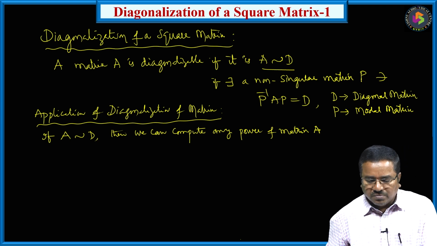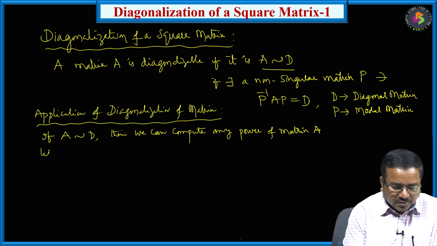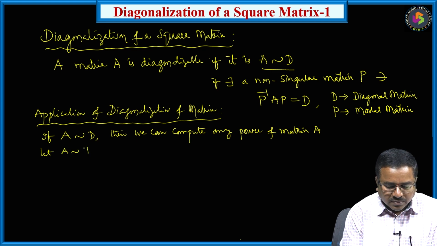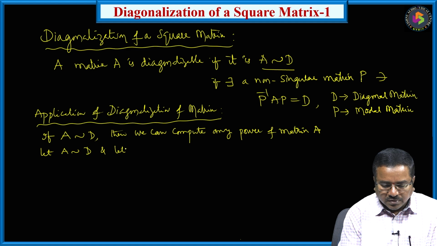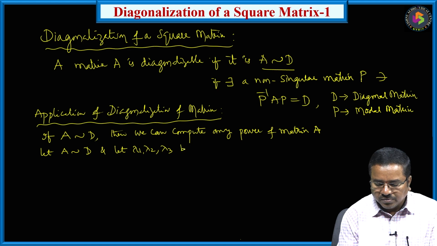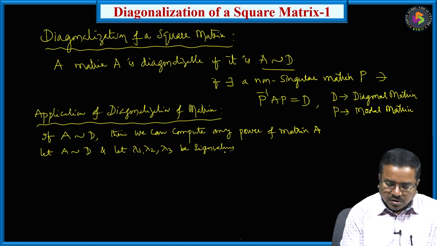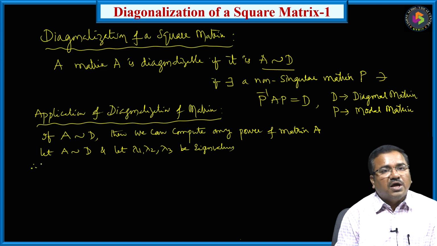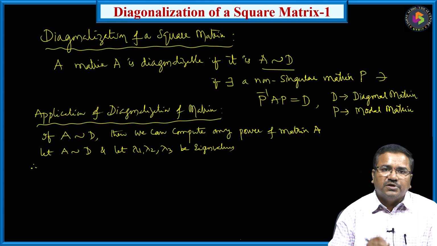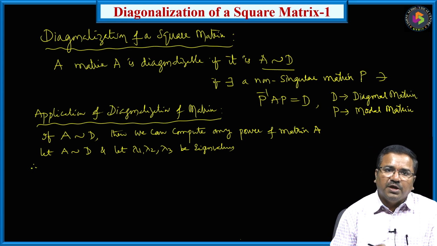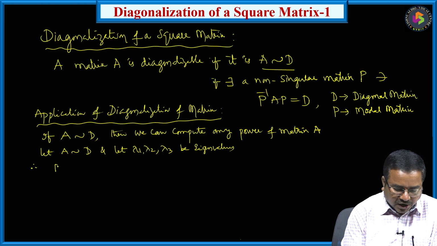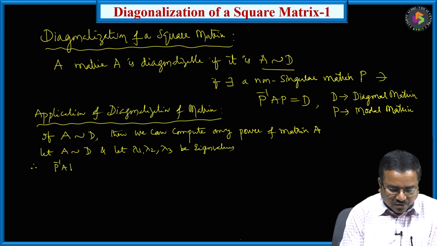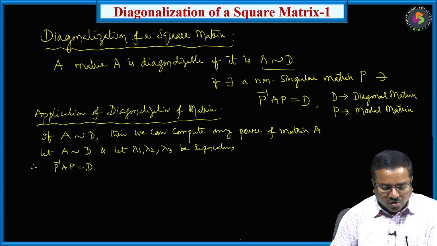So, how to find the power of a matrix? Suppose A is a diagonalizable matrix and let lambda 1, lambda 2, lambda 3 be the eigenvalues. By definition, if A is diagonalizable, there exists a non-singular matrix P such that P inverse AP is equal to D. This is from the definition of diagonalization of a matrix.